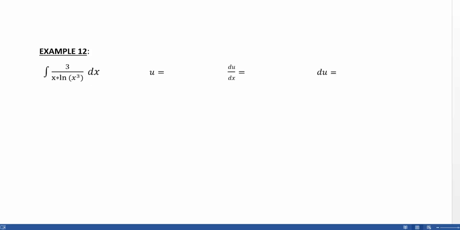Example 12. So here we have a sort of tricky situation in the substitution. This one is a bit harder than the other ones we looked at. It has sort of a special trick to it. So I want to make sure we see one that's a little bit on the harder side.